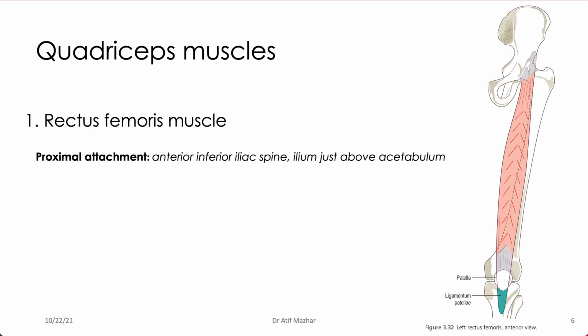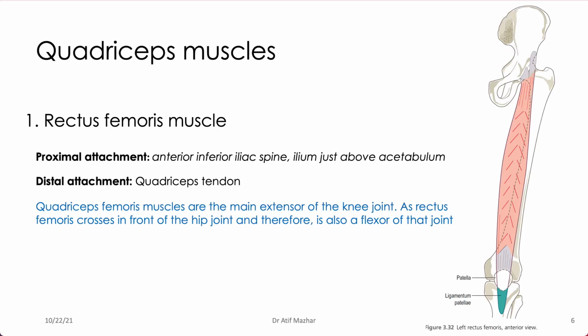And proximally, it's attached where you can see yourself, anterior superior iliac spine, and just above the acetabulum. So you can see that there are 2 proximal attachments. They are easily visible to you. And distally it blends with the quadricep tendon, which after enclosing this patella, we call patellar tendon, and then it goes to the tuberosity of my tibia bone.